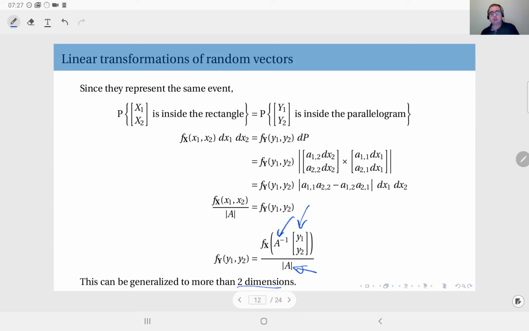And if the transformation matrix A is not invertible, you have to treat some of the components separately. Just make matrix A invertible by removing some of the components of Y. Or in some cases, of course, matrix A may not be square.